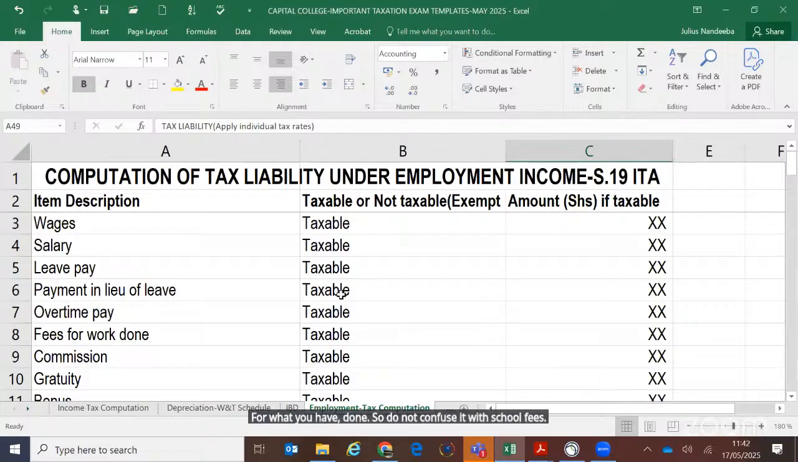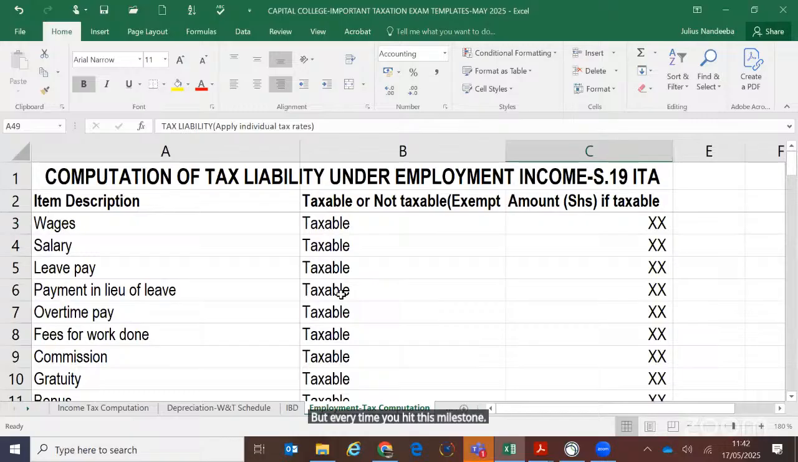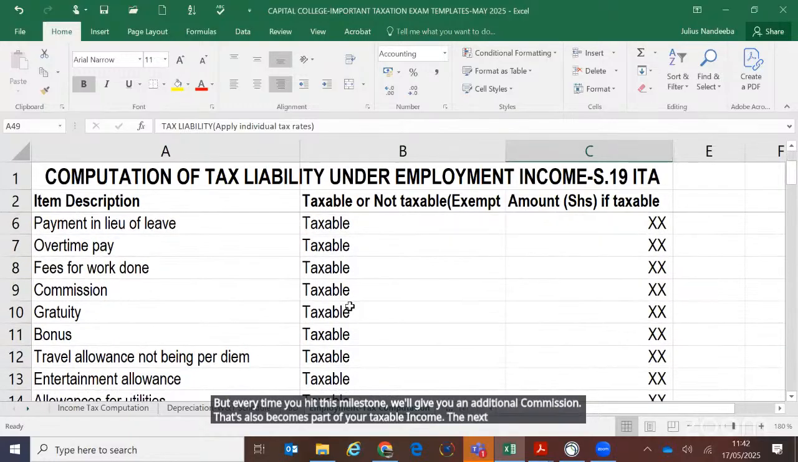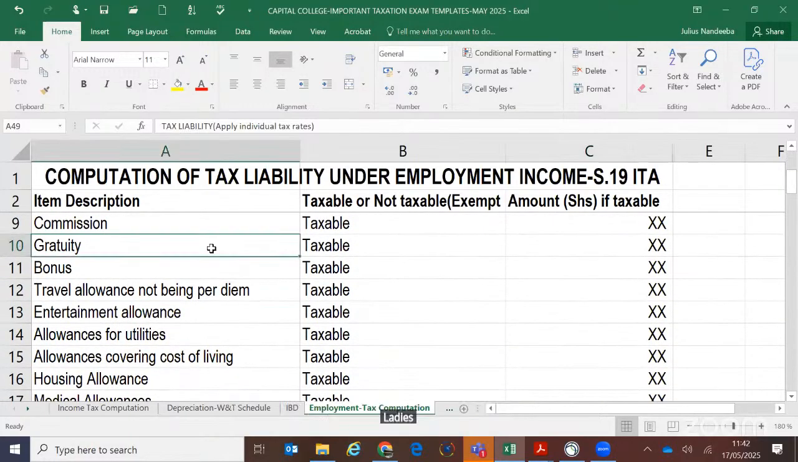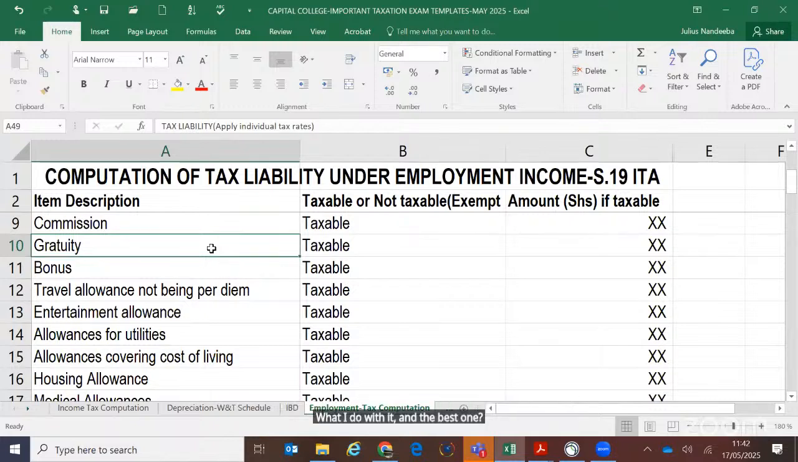Commission, especially marketeers. Marketeers, they will tell you, this is your basic pay, but every time you hit this milestone, we'll give you an additional commission. That also becomes part of your taxable income. The next one is gratuity. Ladies and gentlemen, there is a difference between gratuity and pension. People normally confuse the two. Gratuity and pension are different, and they are also different from terminal benefits. So don't confuse these 3 things.